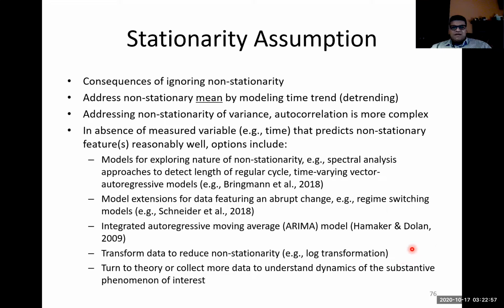Sometimes you can transform your data to reduce the amount of non-stationarity. That is an option that can be considered at times. Another thing is that you can ultimately try to turn back to theory or collect more data to try to understand the dynamics of the process that you're examining that contains non-stationarity, to try to get a better idea of what the non-stationarity is due to.